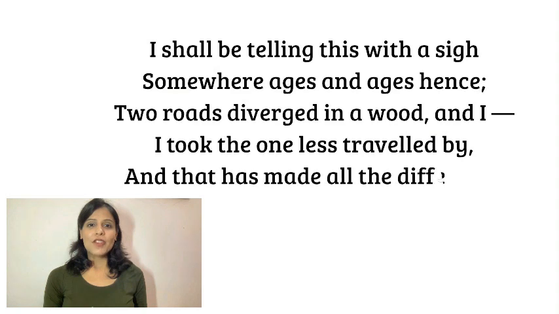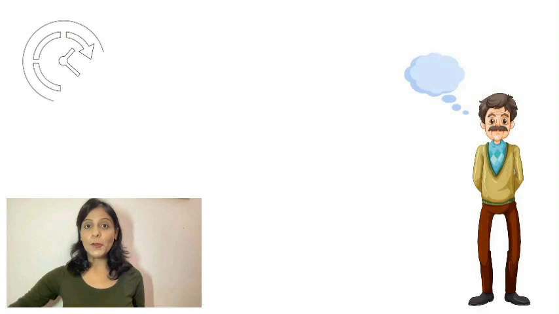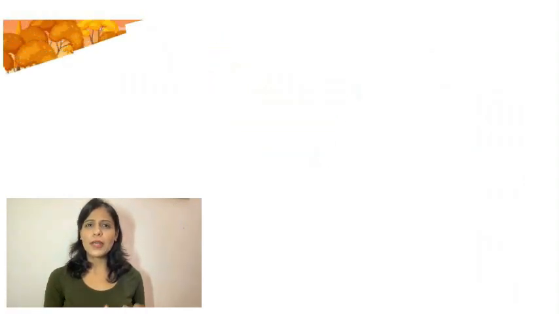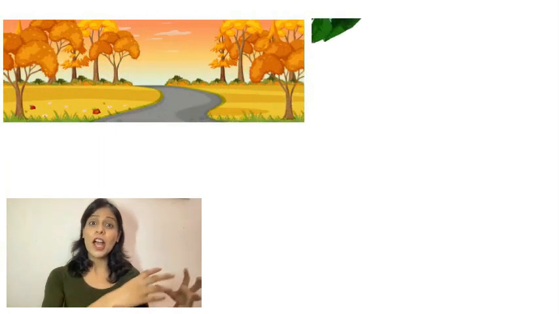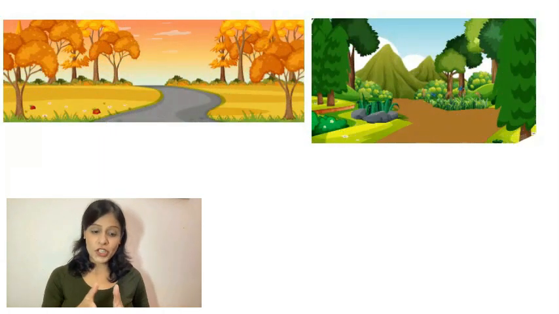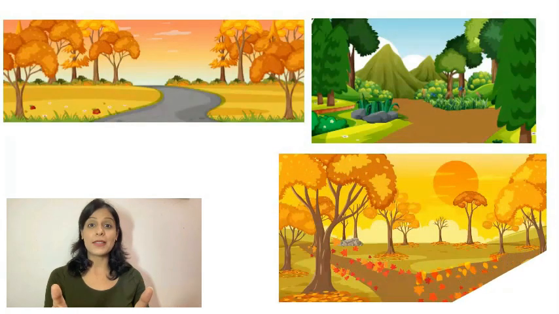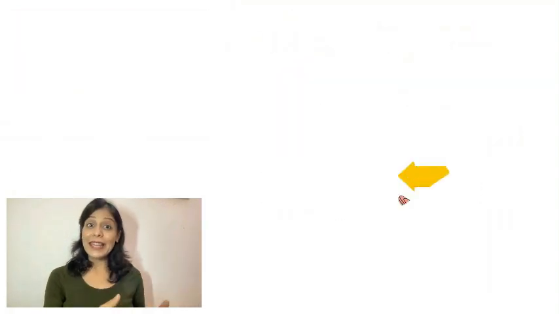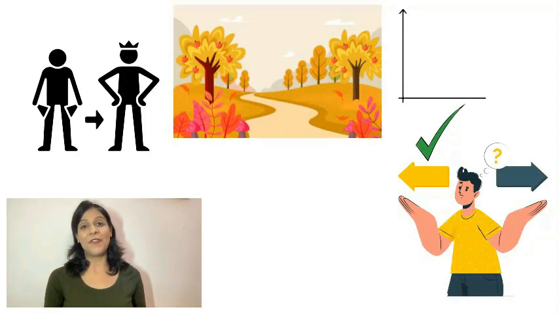The poet imagines a time many ages hence, in the future. He says that he will then recall to his mind how he had chosen one of the two roads which diverged in a wood in the forest. He will recall how he had decided to travel by the less frequented road, less traveled by road. He will then see that his choice had made all the difference.